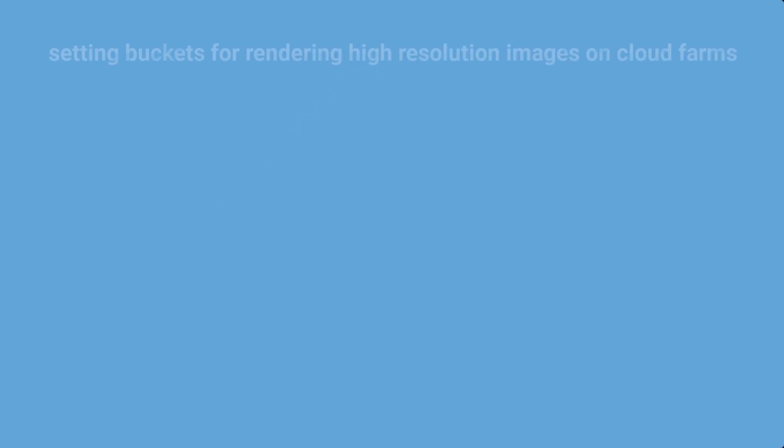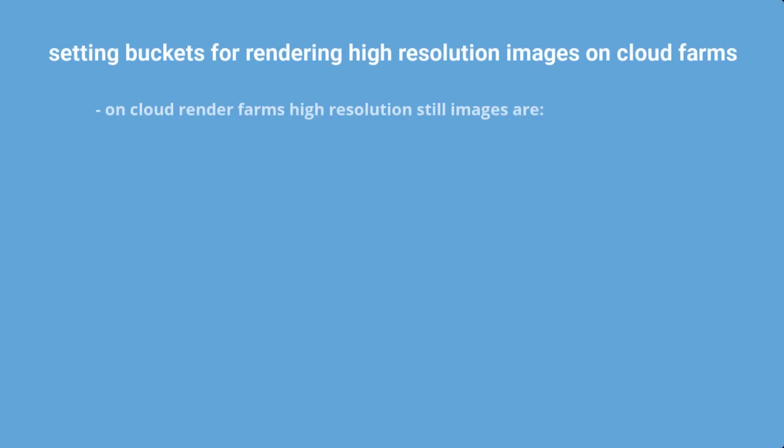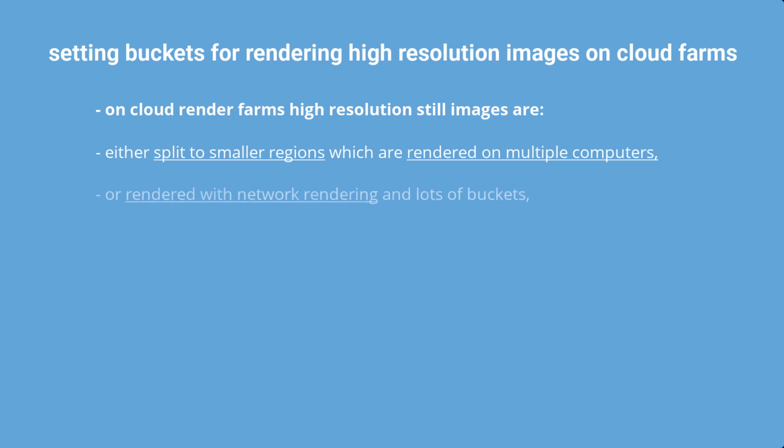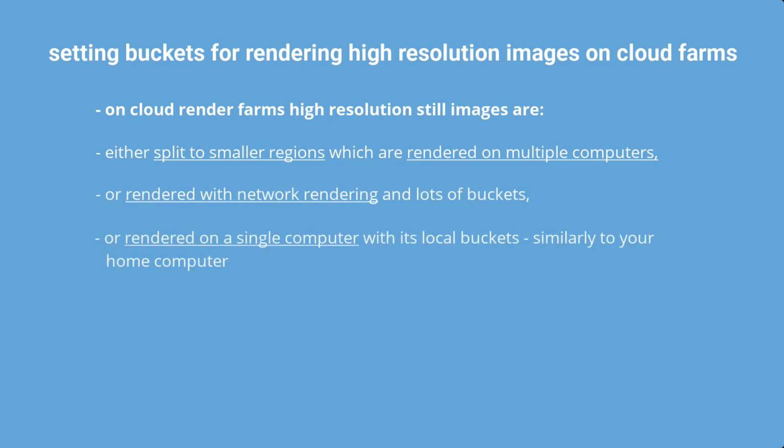It's good to remember that on cloud render farms, high resolution images are either split into smaller regions, which are then rendered on multiple computers, or they're rendered with network rendering, so they use a lot of buckets, or they are rendered on single nodes without network rendering. So in this case, the rendering looks similar to the local rendering on your computer. And as a side note, such rendering is still a good idea, since you can render several images at the same time on the farm, each on a single node, and free your workstation. So this is also an option.